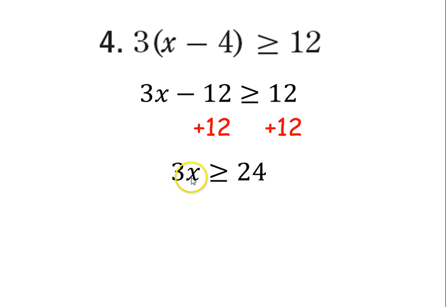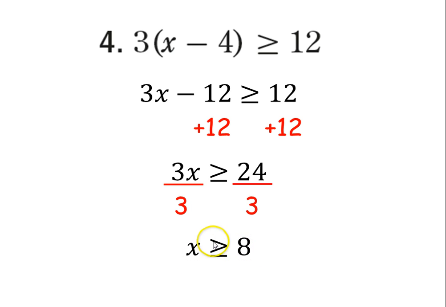One more step here, because we have an x times 3. The opposite of x times 3 is divide by 3. So we're going to divide both sides by 3, and as a result of that, we get just the x on the left-hand side, and on the right-hand side, we get 24 divided by 3, which is 8. So our solution to this inequality is x is greater than or equal to 8.